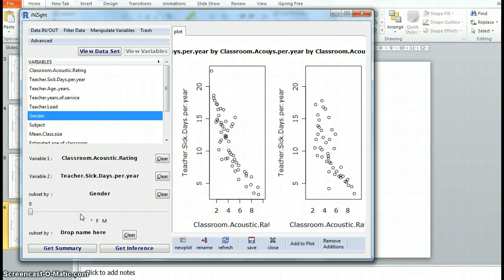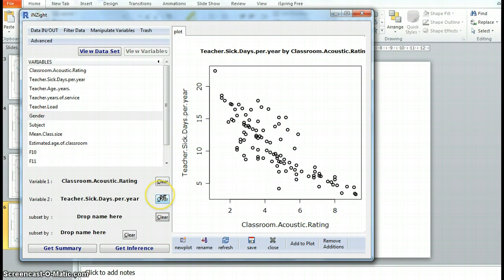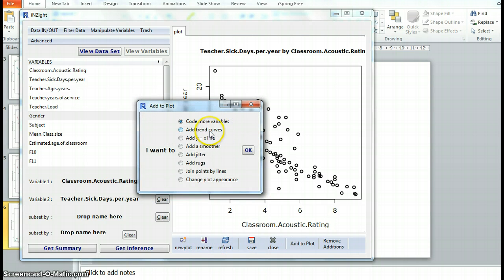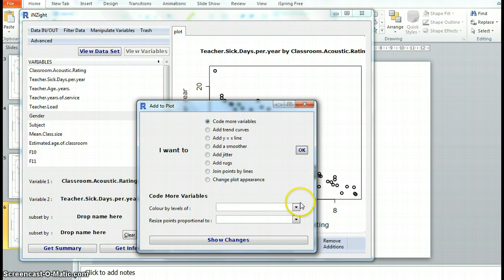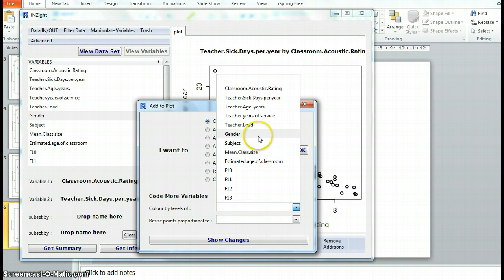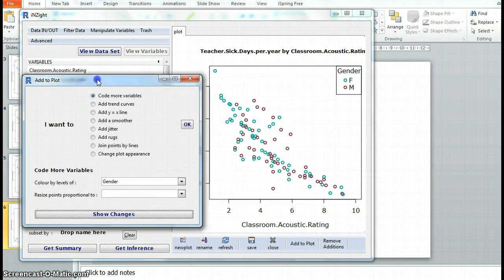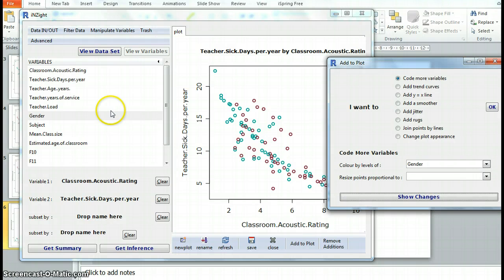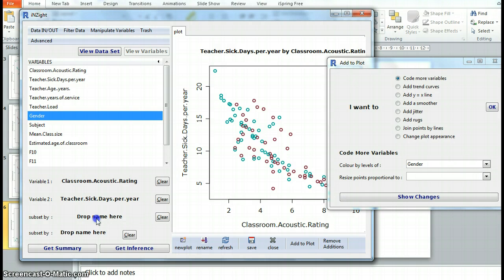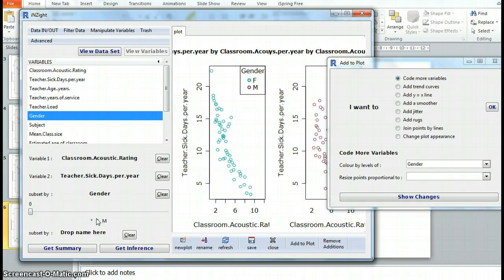Okay, the other way to do that, by the way, if I just clear that for a minute, would be to go to add to plot, code more variables, and highlight gender in here. The way that I've displayed it earlier, you would also highlight gender in here. Okay, and that splits it up.